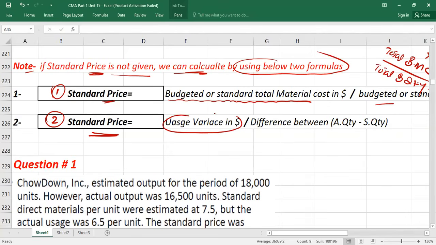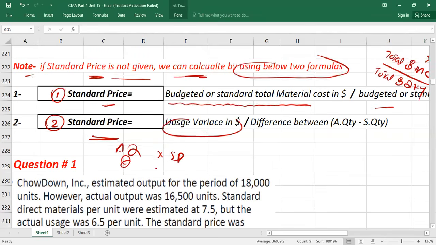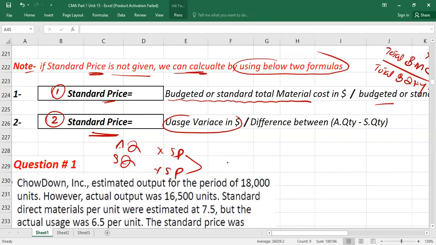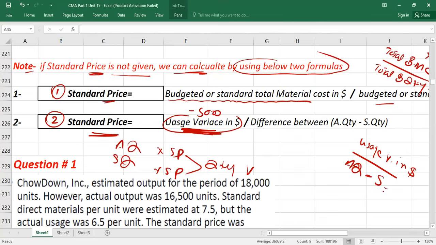Quantity variance, do you remember, it was the difference of actual quantity into standard price and standard quantity into standard price. The difference of these two lines is called quantity variance. And if quantity or usage variance is given in dollars, for example, he told you $5,000, minus unfavorable or plus favorable, you will take this usage variance in dollars. So you will divide with what? Divide with the difference of what? Actual quantity and standard quantity.